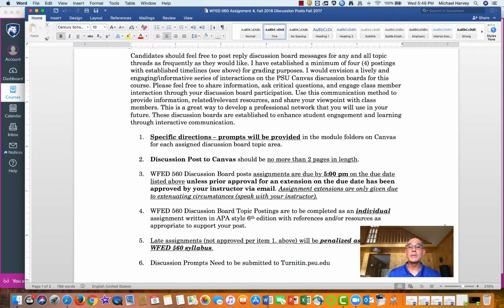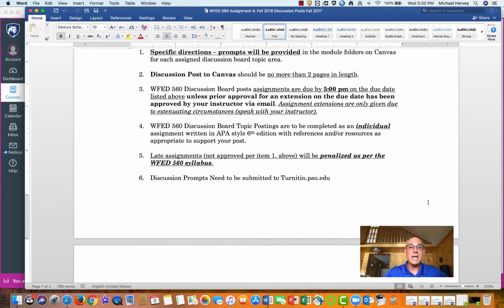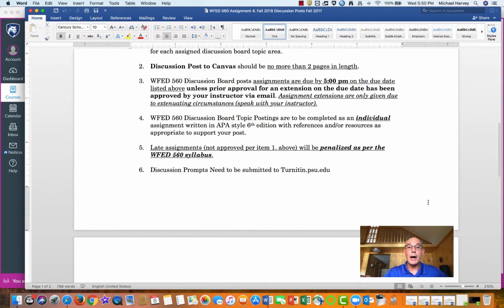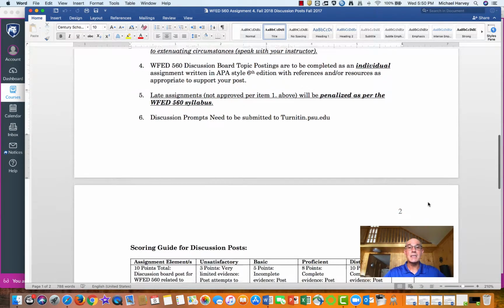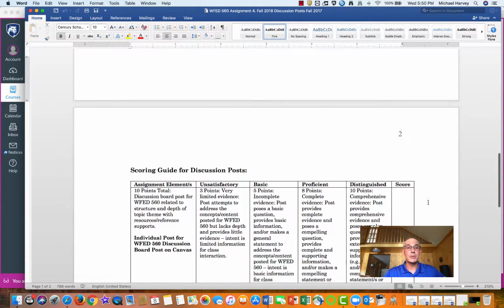Basically, what I do with the prompts is the prompts will provide you with specific information. They're in the modules and they identify the topic that will be posted. The discussion post should be no more than 2 pages in length, and then supportive information. They're due at 5 o'clock. Basically, they're written in APA style. These are also identified in relationship to late assignments being penalized, and the discussion board prompt, the 2-page prompts, need to be submitted to turn it in.